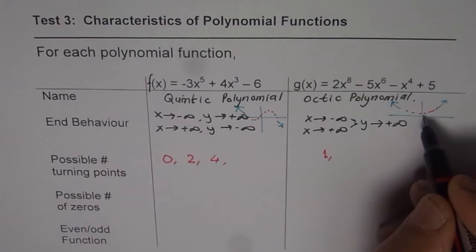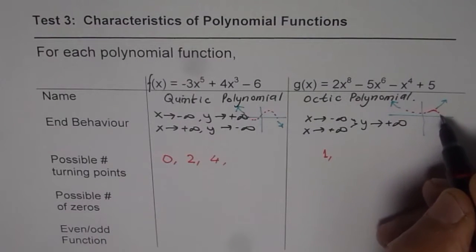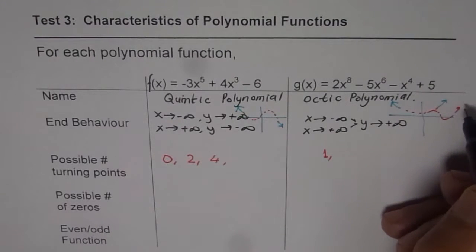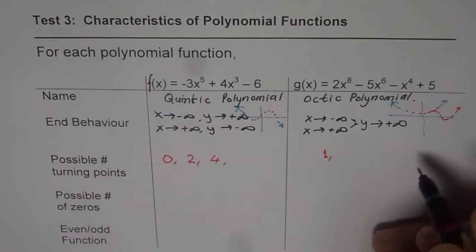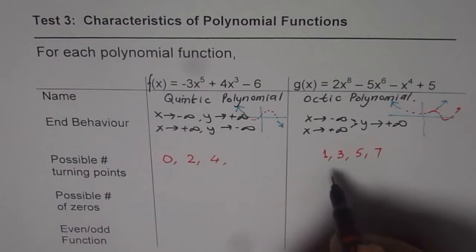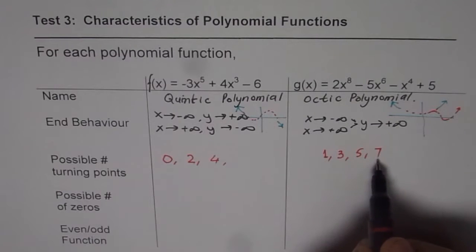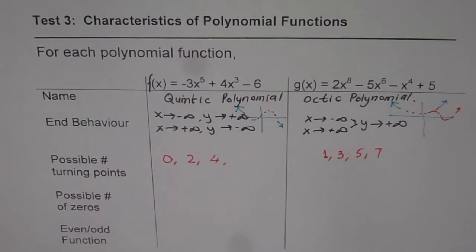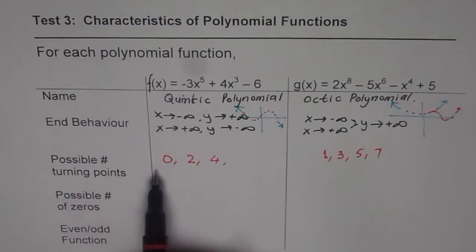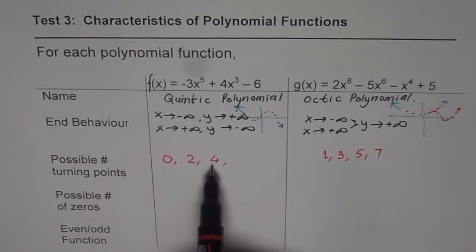And if it decides to turn once again, let us take a condition where it decides to turn, then this is the first turn and second turn. It has to turn again since it has to reach quadrant 1. So the turning points will be 1, 3, 5, and 7. So these are all the possible numbers of turning points. Least being 1 and maximum number of turning points being 7 for the octic polynomial. And for your quintic polynomial, the least is 0 and the maximum is 4.